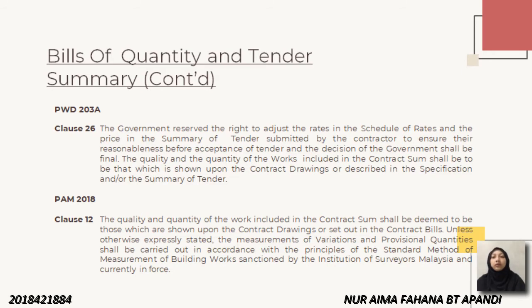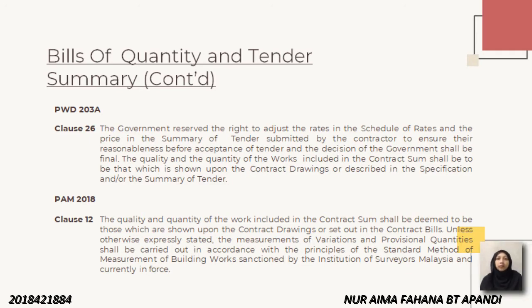Based on PWD 203A, referring to clause 26, the government reserves the right to adjust the rate in the schedule of rate and the price in the summary of tender submitted by the contractor to ensure their reasonableness before acceptance of tender, and the decision of the government shall be final. The quality and the quantity of the works included in the contract sum shall be that which is shown upon the contract drawing or described in the specification and the summary of tender.